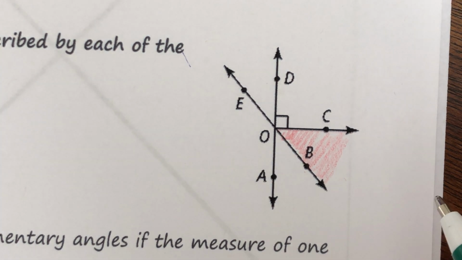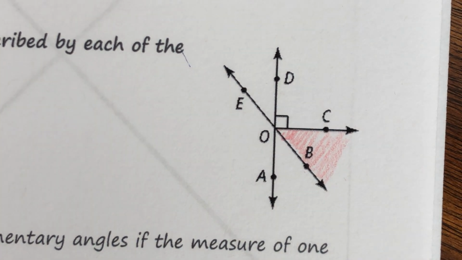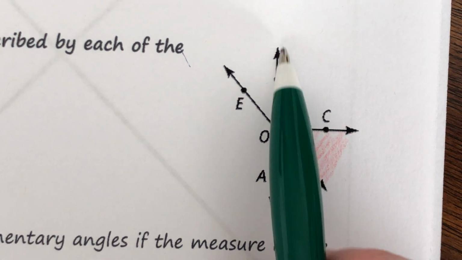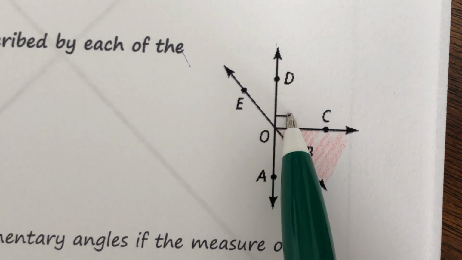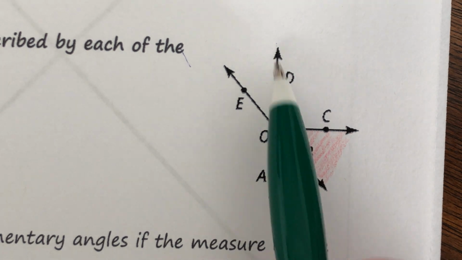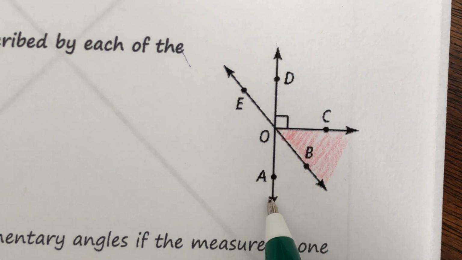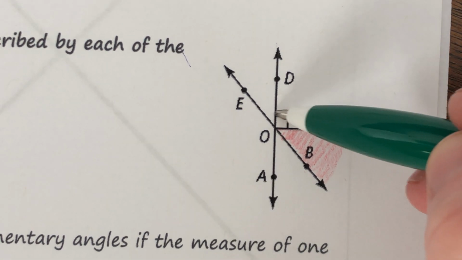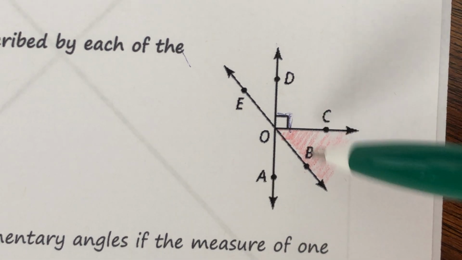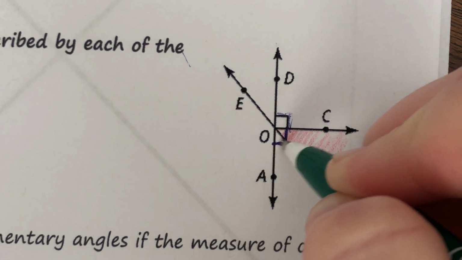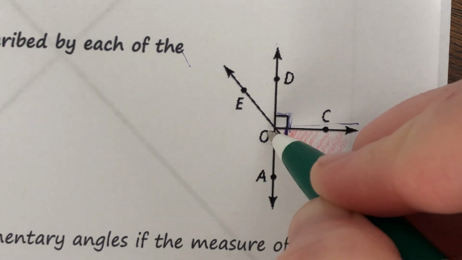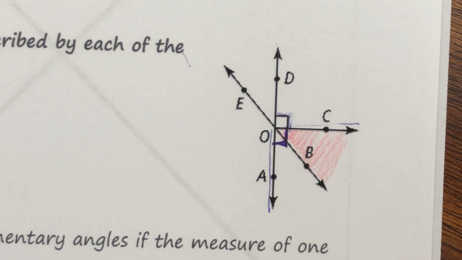Complementary means 90 degrees, right? So how do I know what's 90 degrees? Well, look, I've got this straight line here, and this is marked 90. So two angles that add up to one straight line are supplementary, right? They add up to 180 degrees. So this angle is 90. 90 plus what equals 180? 90 again. So this line and this line form a 90-degree angle.